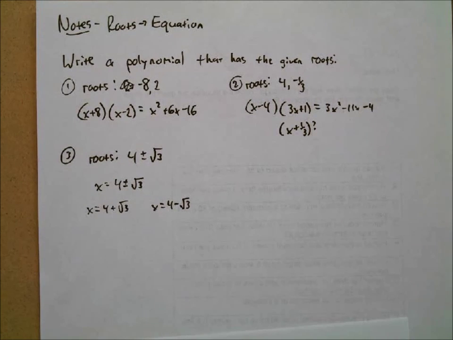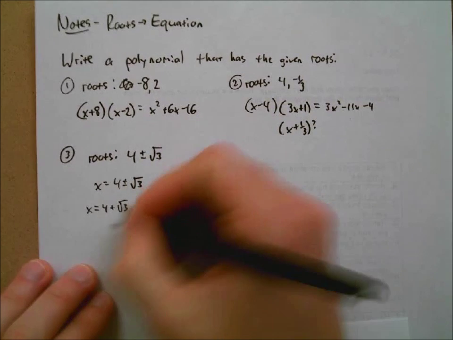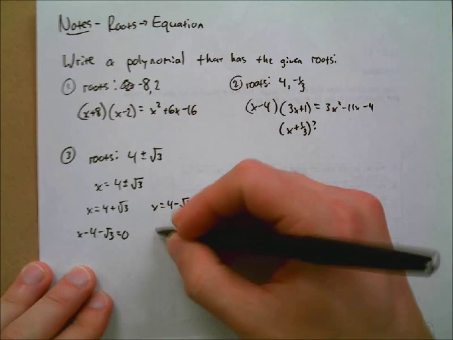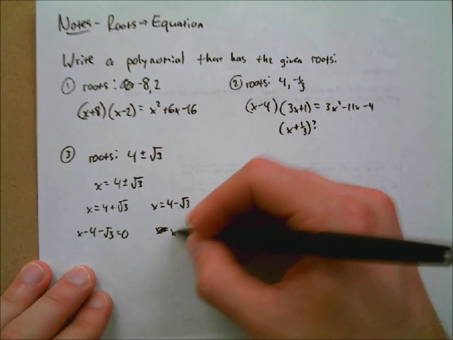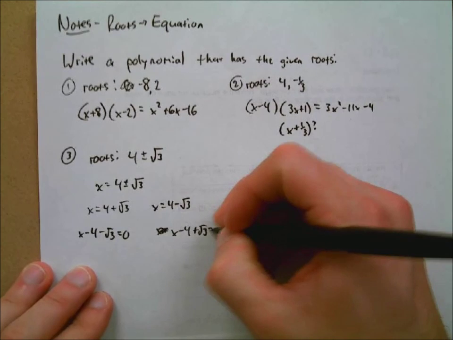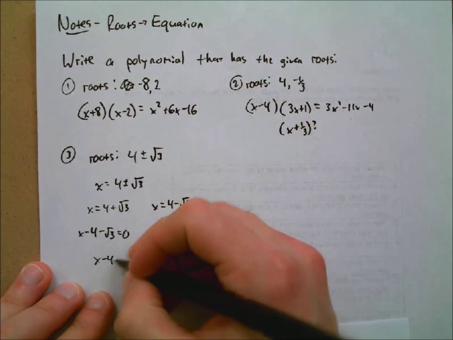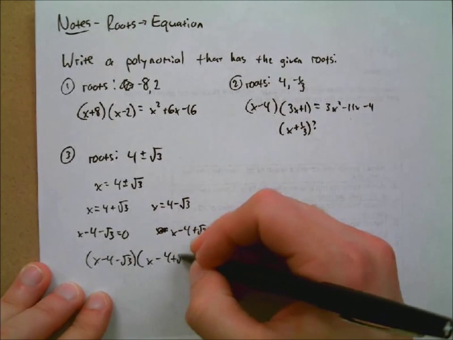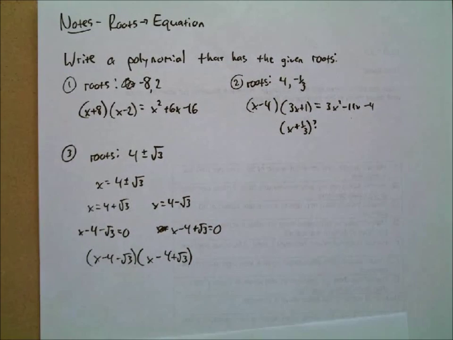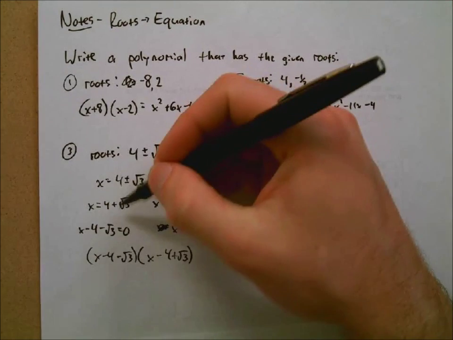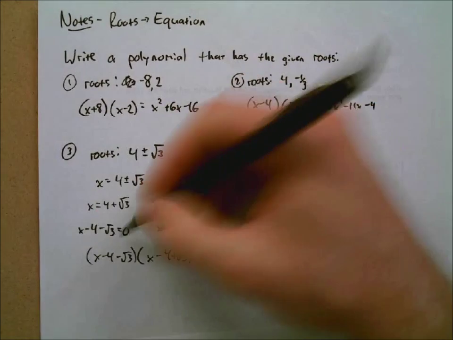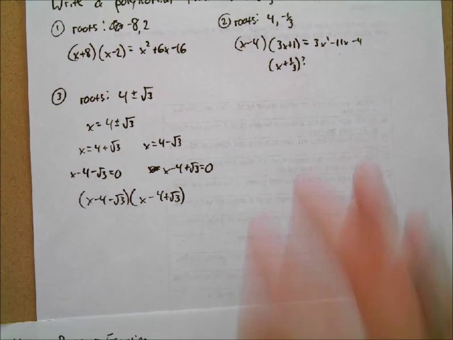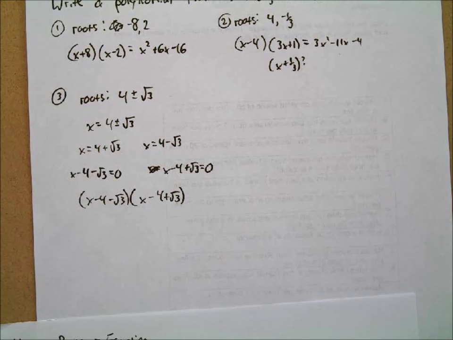And so one thing we could do here is literally just get this equal to 0, so x minus 4 minus root 3, and x minus 4 plus root 3. And then these could be our two factors. We can just multiply those together. Okay? So again, get them equal to 0, and so these become the factors that we can then multiply together. And that will multiply back together to give us a polynomial here. It's going to be kind of tricky.